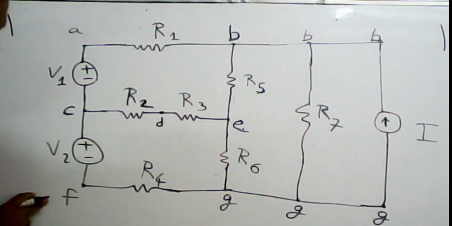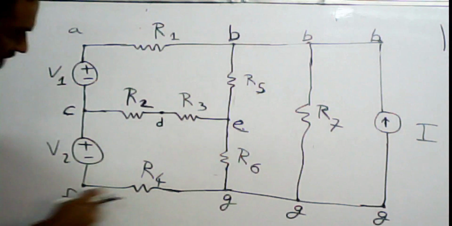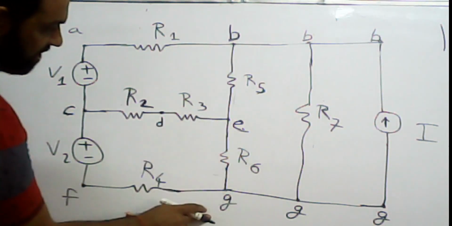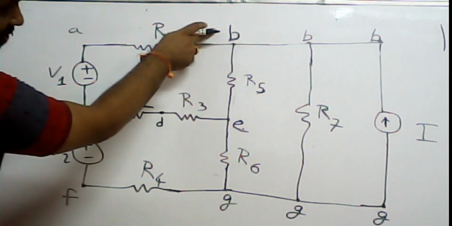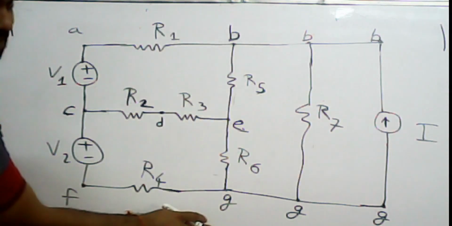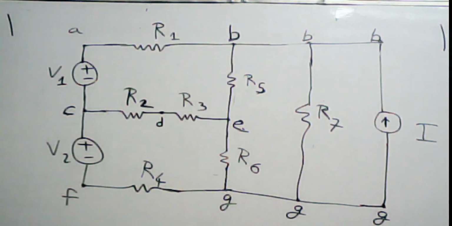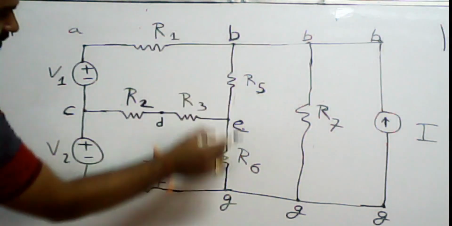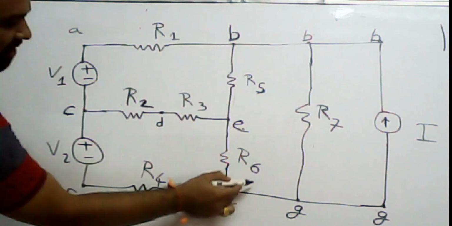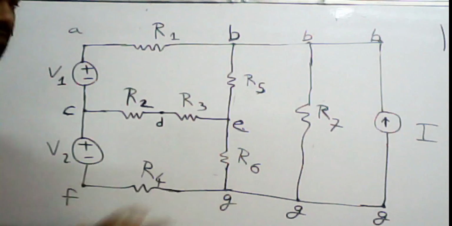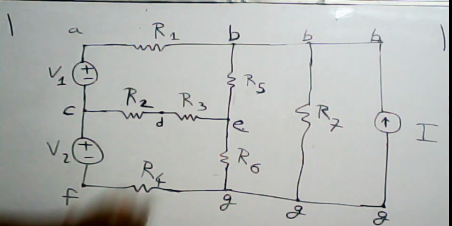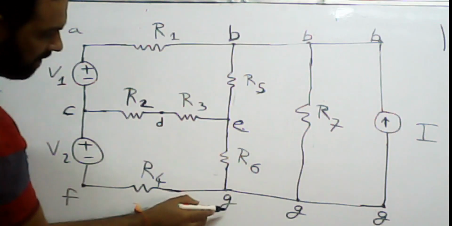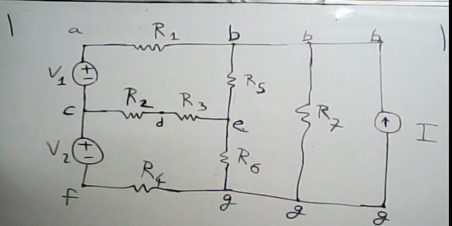So this CF is a branch, then FG is a branch, EG is a branch. You can also call BEG a branch. It is a combination of two elements, R5 and R6, so BEG will also be called a branch. A combination of two branches is also a branch. Like here, BE is a branch, EG is a branch, so BEG will also be a branch.